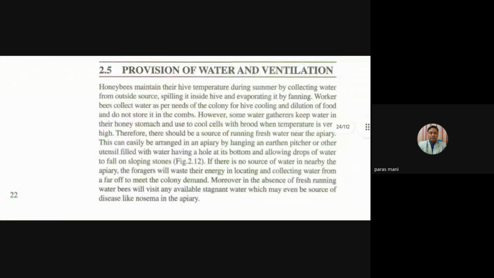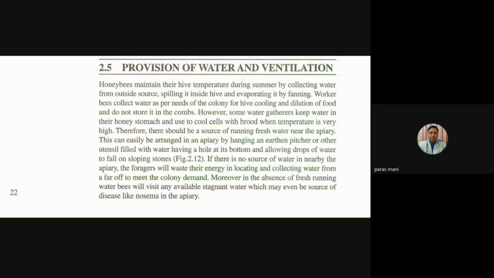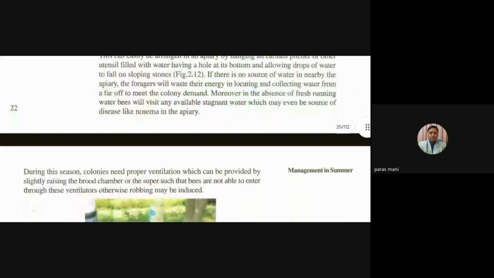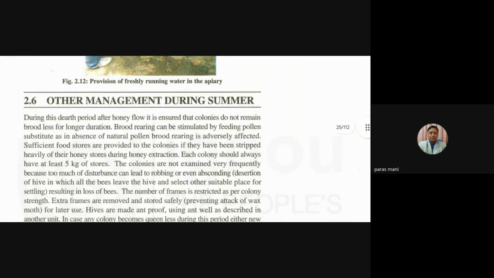And when you are giving ventilation, you have to take care that it should not promote robbing activity. If the opening is given more, robbing activity may take place at that time. You have to monitor whether any robbing activities are taking place. And other management practices.